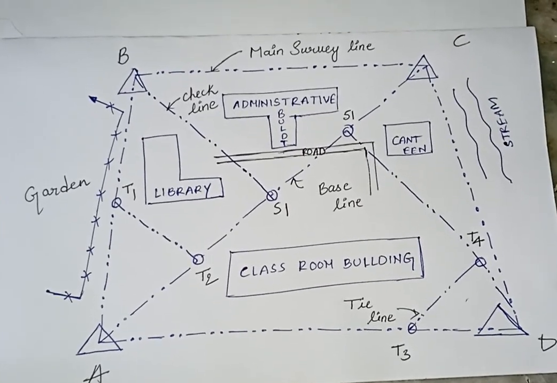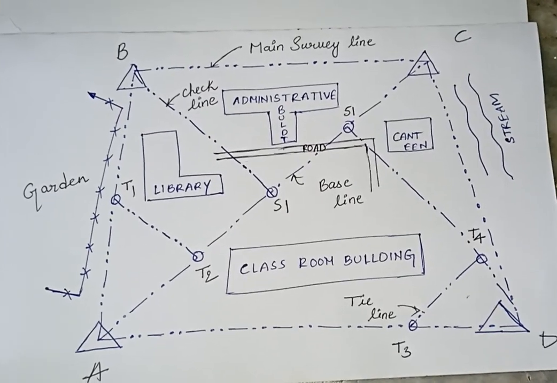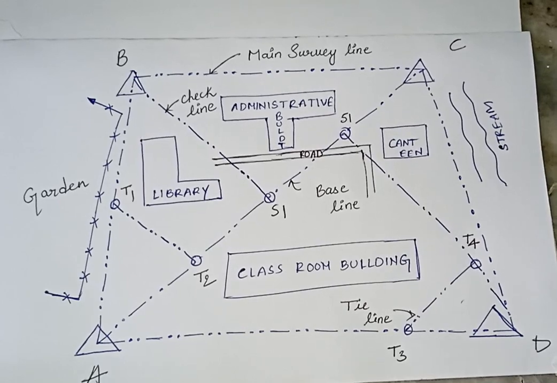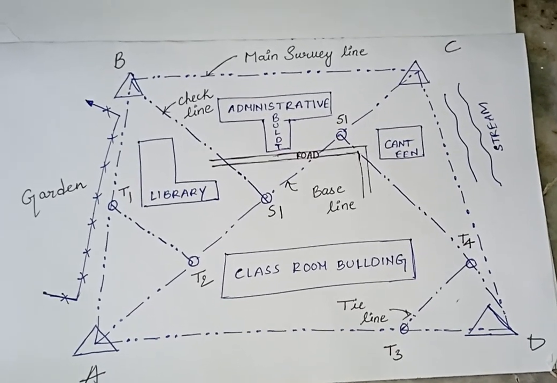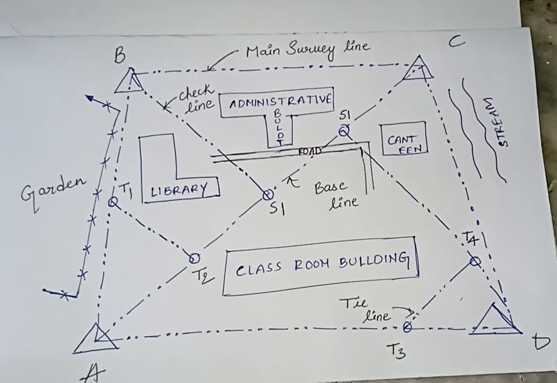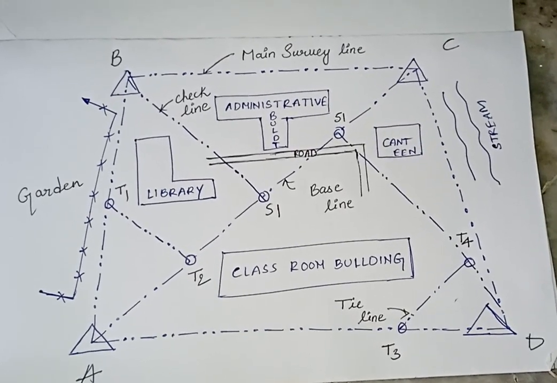Okay, the survey stations are again divided into three types. First is main station, next is subsidiary station, next is tie station. So in this figure also we can see these three types of stations.